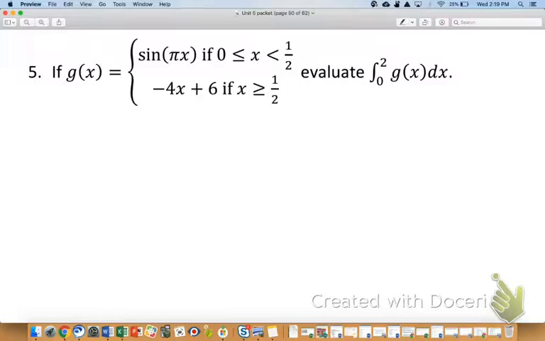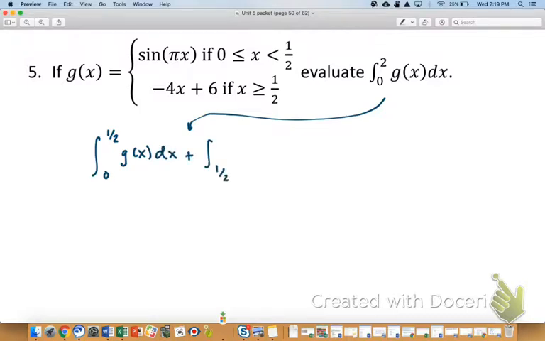So here's what you would do to make this a little less scary looking. You would take this and you would split it up. Integral from 0 to 1/2 of g of x dx plus integral from 1/2 to 2 of g of x dx. And then you just treat it like two separate integrals, which is stuff we've already been doing for this class today. So that makes it a lot easier when you split it up based on the way the domain works.